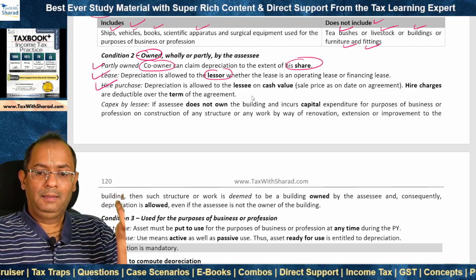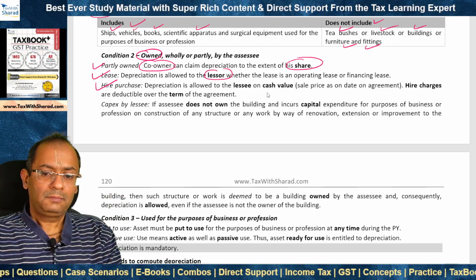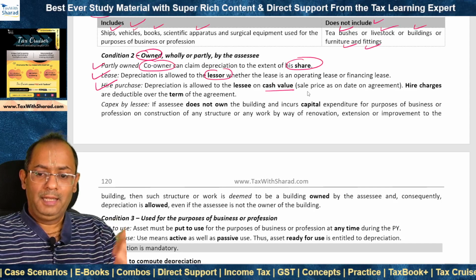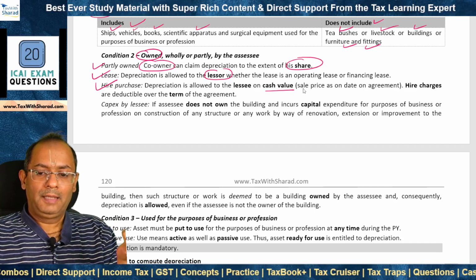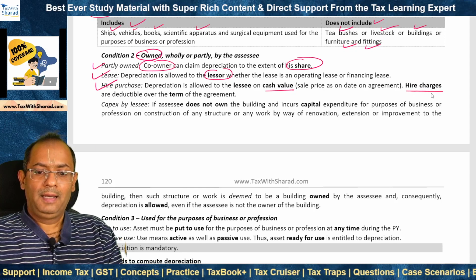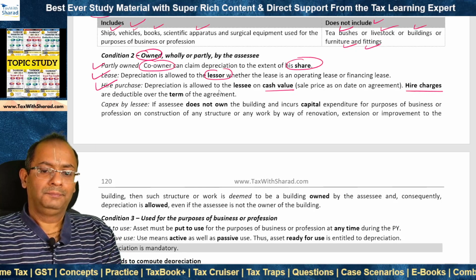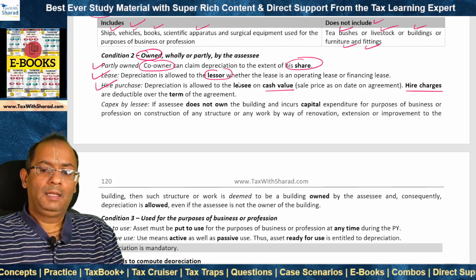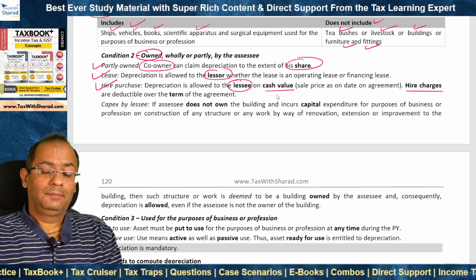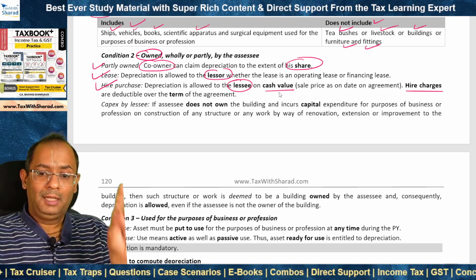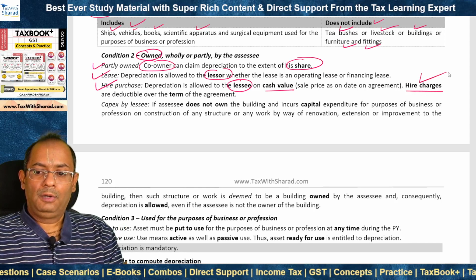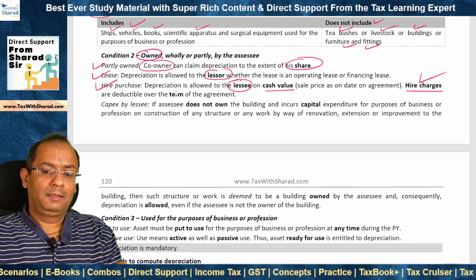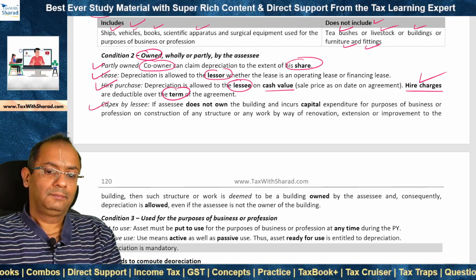Hire purchase, in that transaction there are two components. One is the sale price as on the date of agreement, that is called the cash value, and the other is the hire charges which are supposed to be paid. So deduction is allowed to whom? To the lessee, that means to the buyer, on the cash value. Depreciation is allowed. What about hire charges? Hire charges are deductible over the term of the agreement.